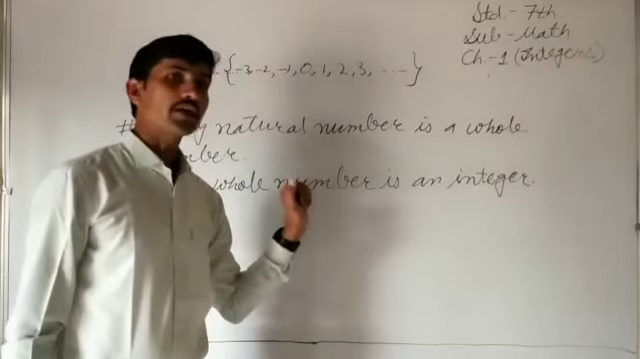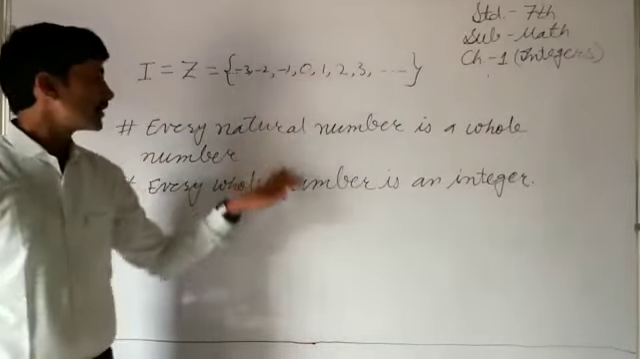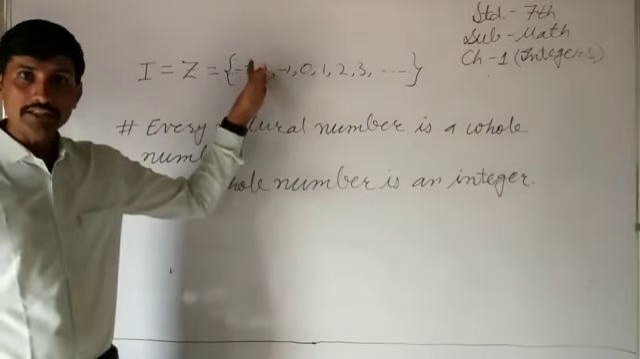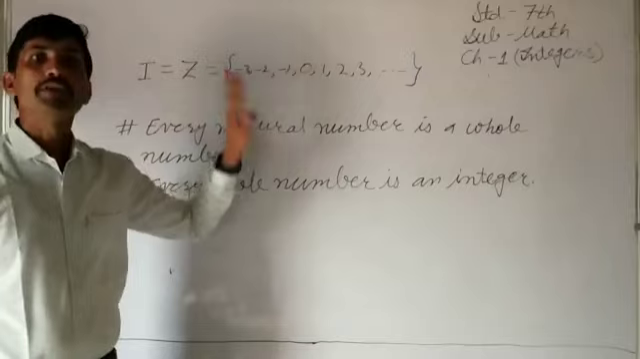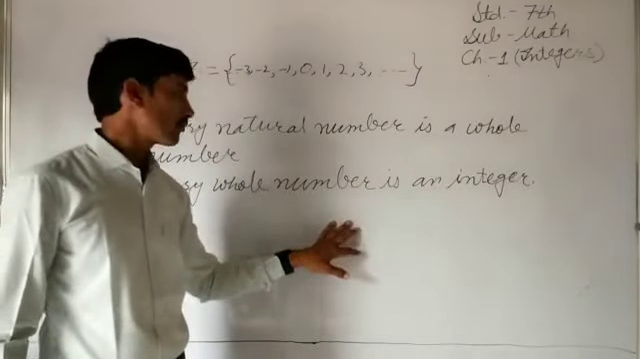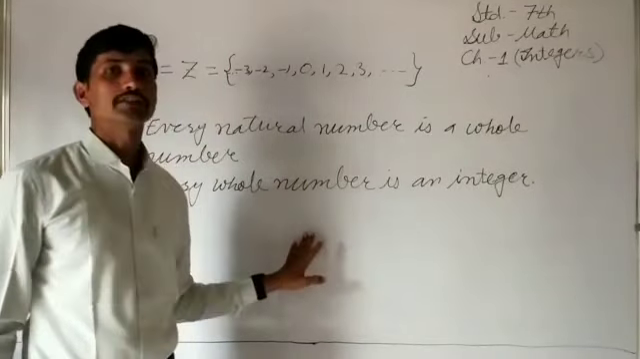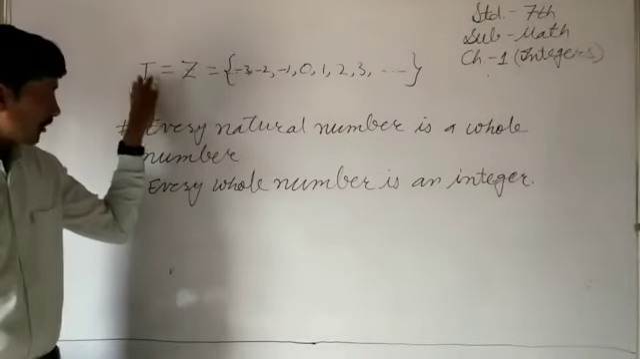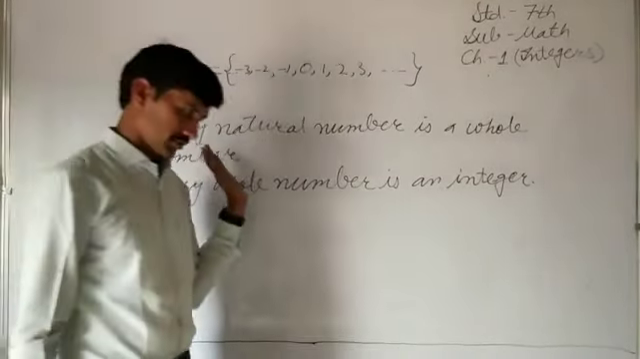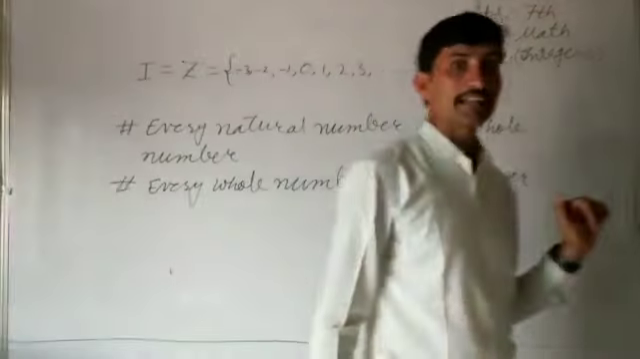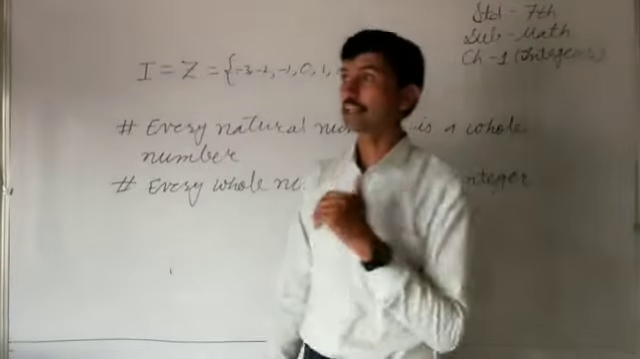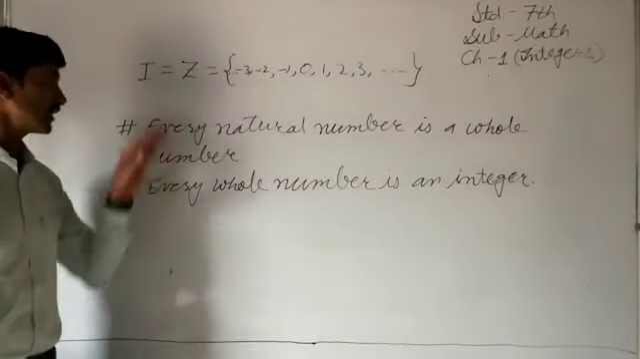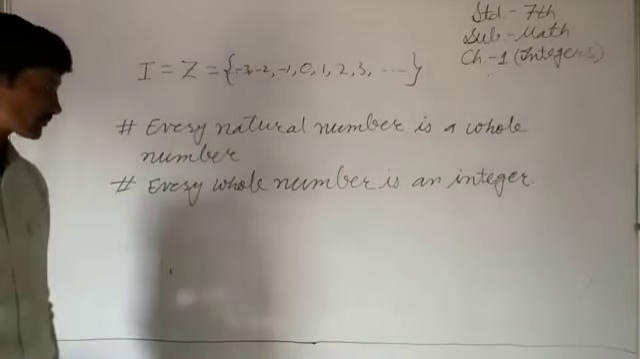Same thing for whole numbers. Every integer is not a whole number. For example, -2 is an integer because it is in this collection, but it is not a member of the collection of whole numbers. So that's why it is not a whole number. So about integers, whole numbers and natural numbers we have discussed, and by which English alphabets we have to represent their collections, that also we have discussed here.